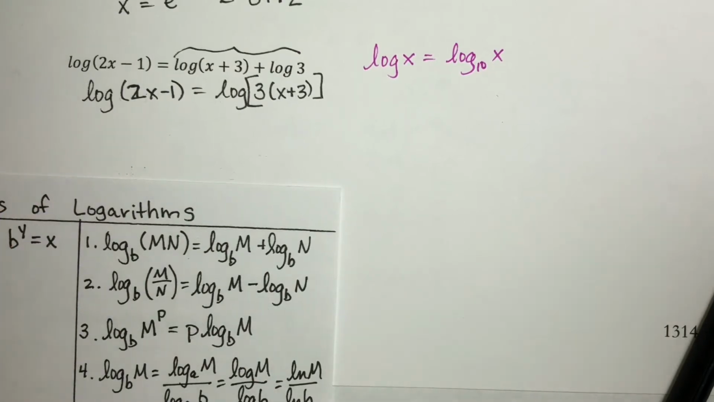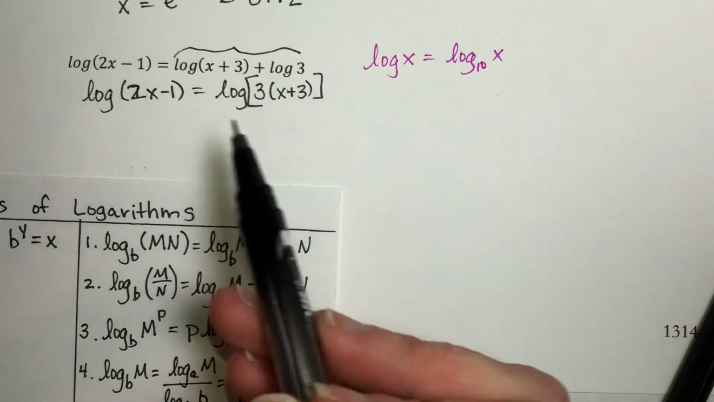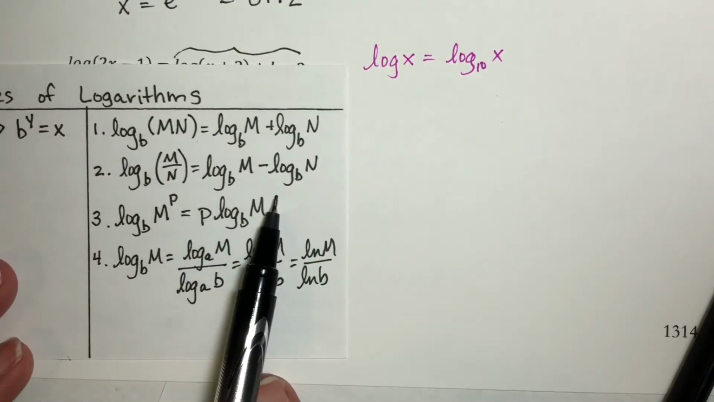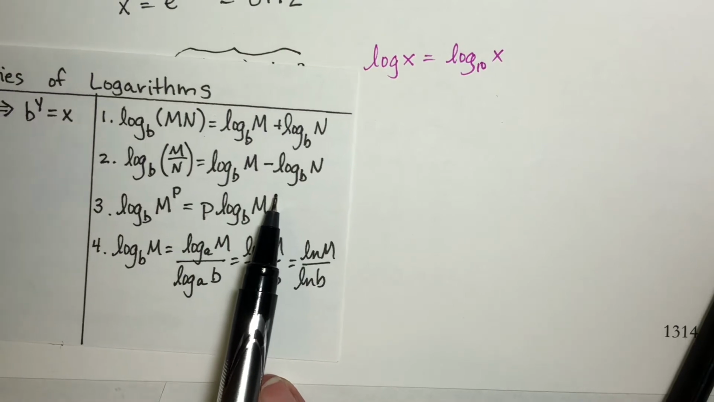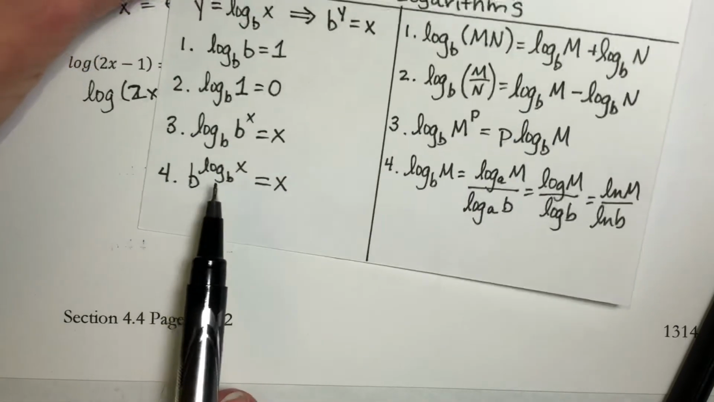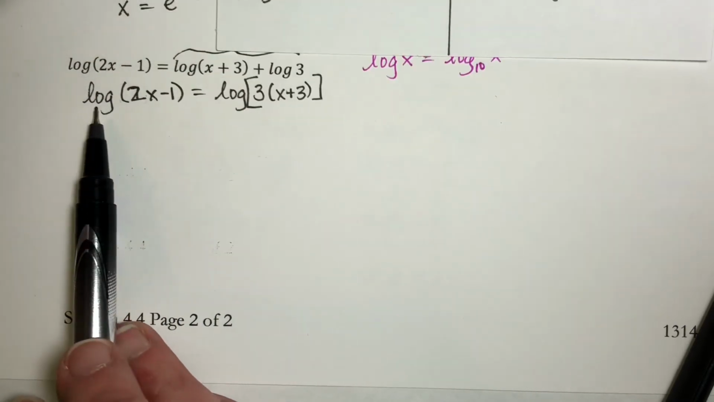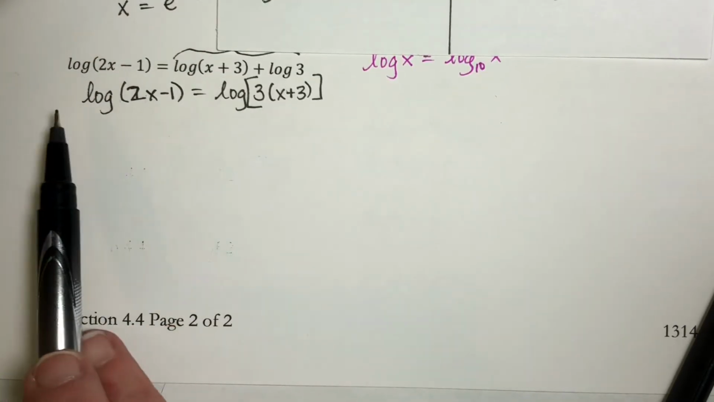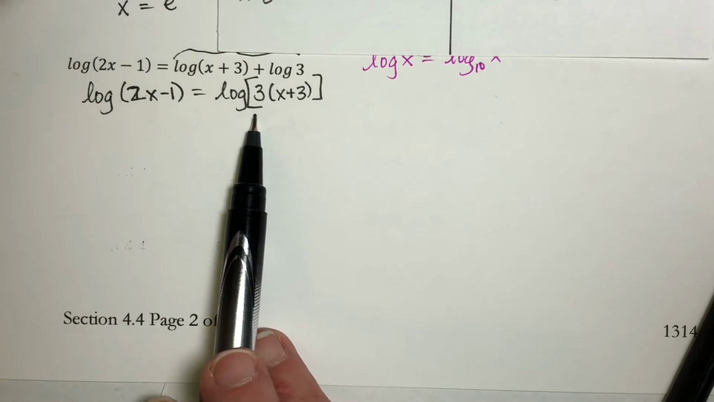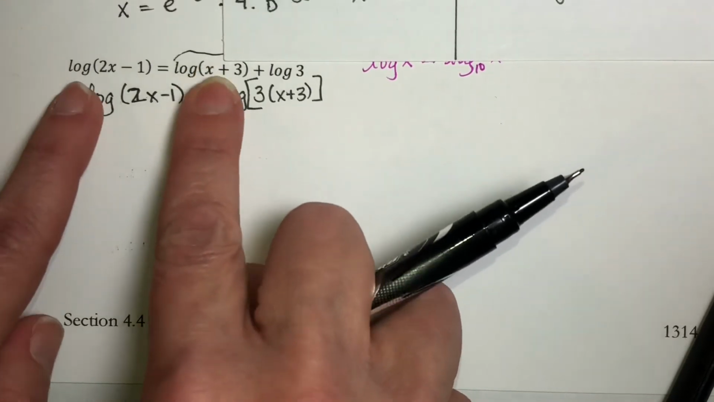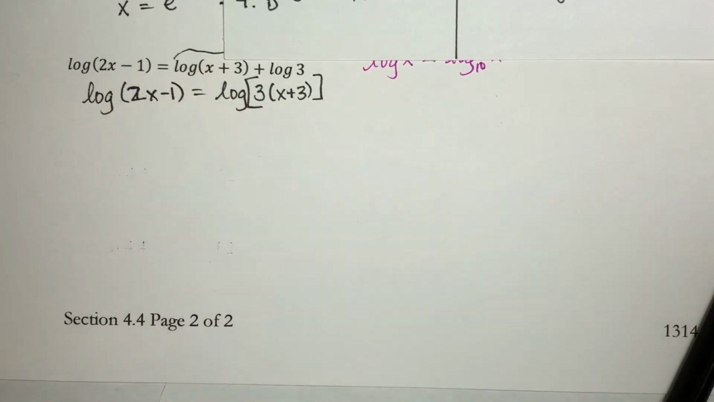Well, I said we want just one, and we can do that because I could subtract this to the other side, and then I could use this property. But the other thing I can do is use this. Since I have a logarithm equal to a logarithm with the same base, one way of thinking about it is you can just drop your logs and your arguments have to be equal.